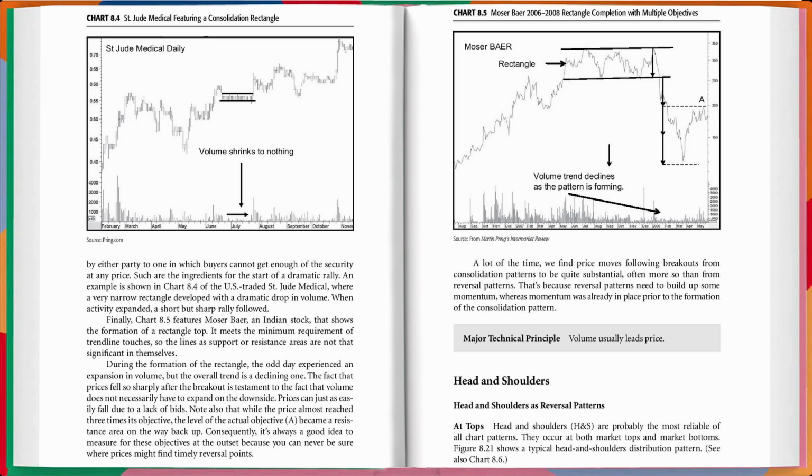An example is shown in chart 8.4 of the U.S. traded St. Jude Medical, where a very narrow rectangle developed with a dramatic drop in volume. When activity expanded, a short but sharp rally followed.